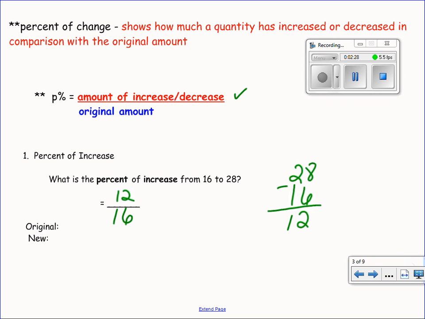You can simplify that, which would be 3 over 4. Now we're trying to determine the percent of the increase in this number. So 4 times 25 is 100, so 3 times 25 is 75. So the percent of increase would be 75%.